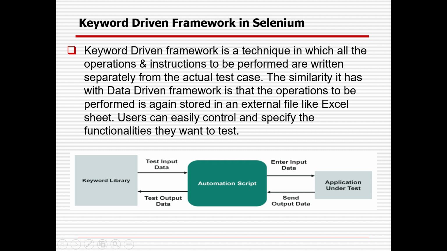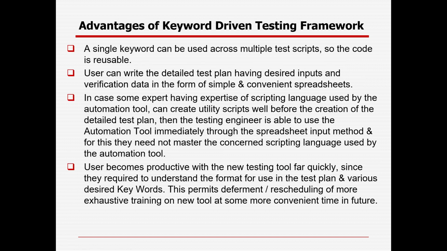So your automation script will be there and a keyword library will be there, where you can handle both the operations and the application under test. So from the keyword it will take the input data, and the automation script will try to work with the application. Similarly, whenever the application sends some data, again with the help of the automation script you will update the library. So that is the example of the keyword driven framework.